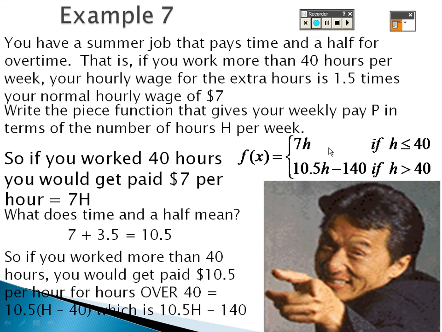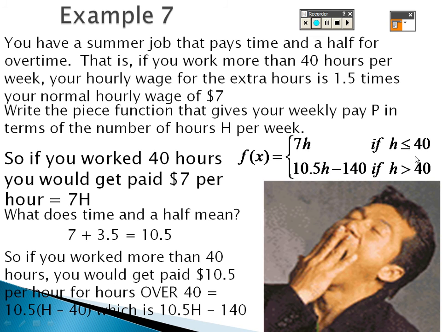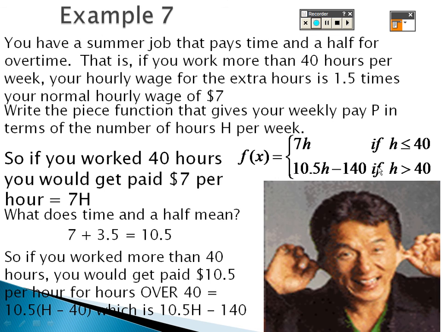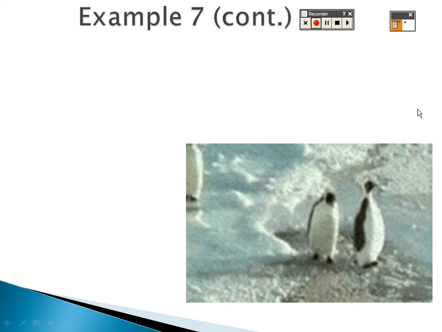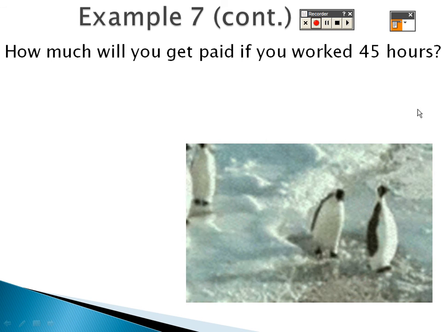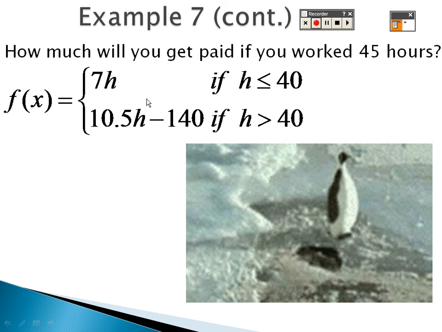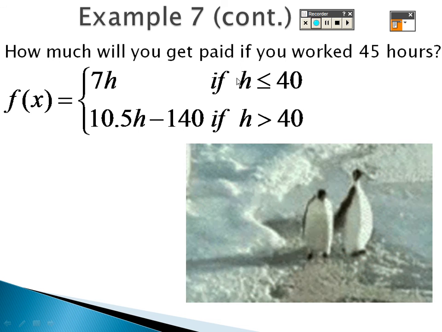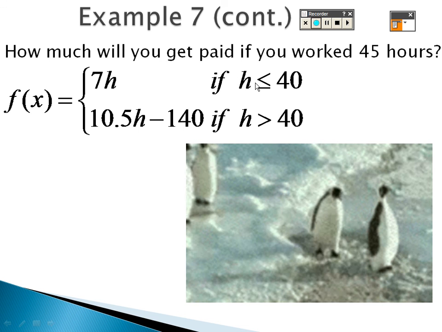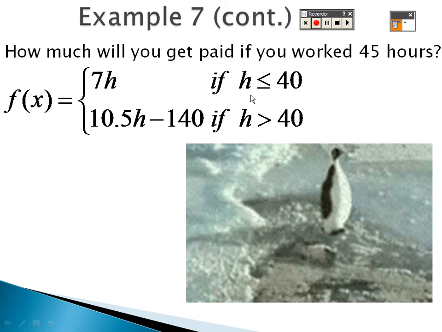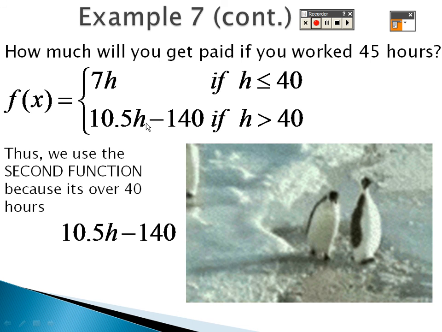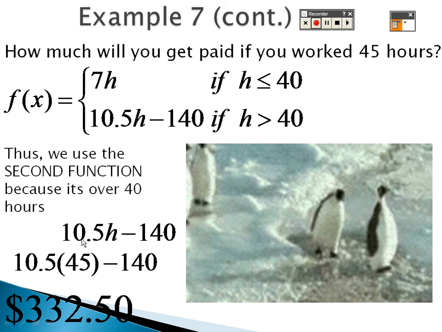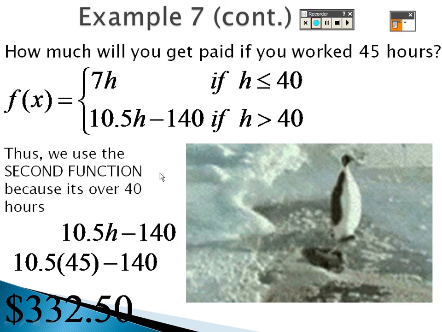So that would be your second equation. So first equation, when h is less than 40, and then this equation will tell you how much you make when you work more than 40 hours a week. So how much will you get paid if you worked 45? I don't plug a 45 in here because 45 is not less than 40. It's greater than, so I plug a 45 in for this one. So I use the second one. And when I do, I get 332.5.